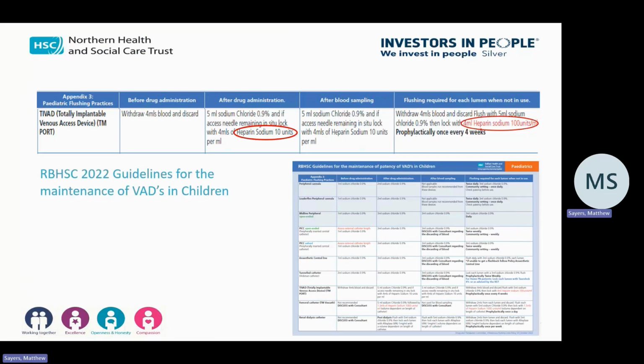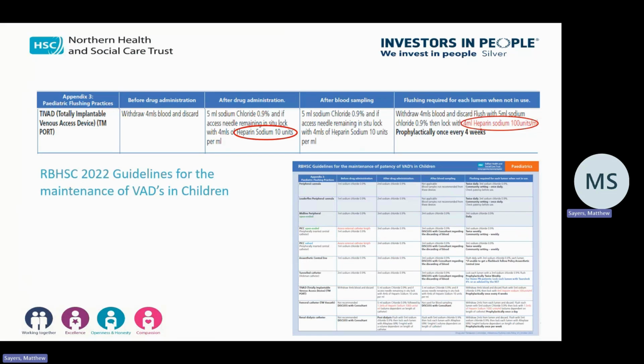If you've done your flush, you've given your medication, or you're just flushing the line, and you know that that's going to be used maybe later on today or tomorrow, then you would lock with 4 mils of heparin of the 10 units per mil. So the weaker one, because it's going to be accessed again.